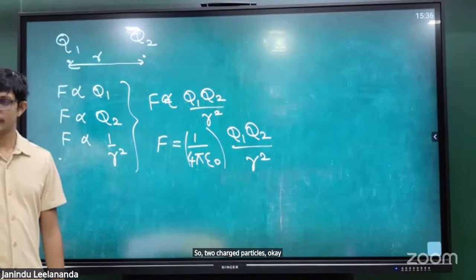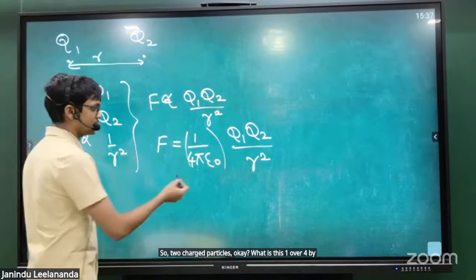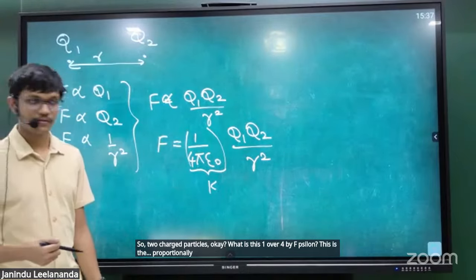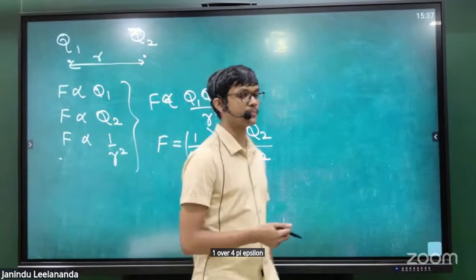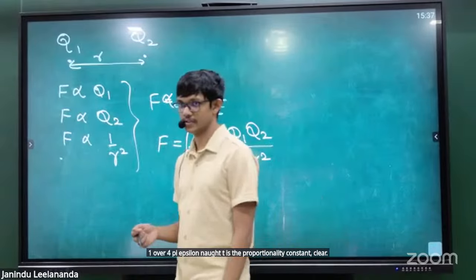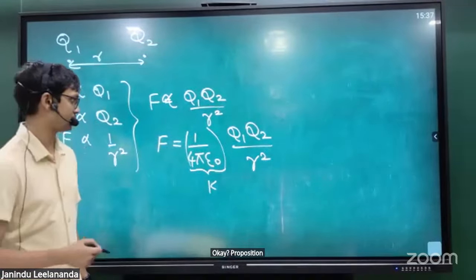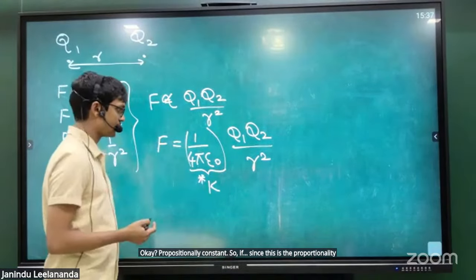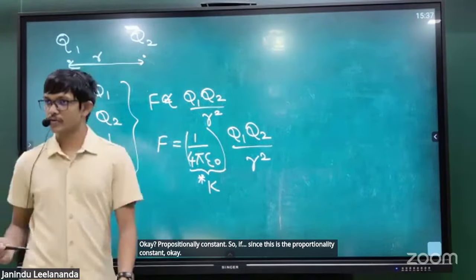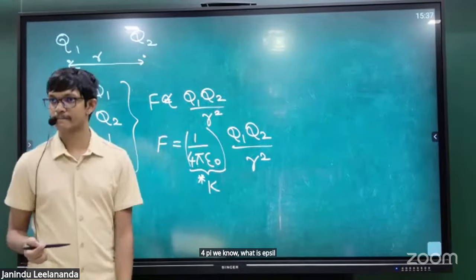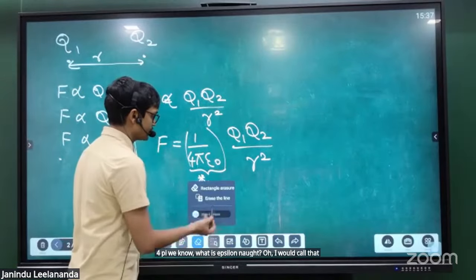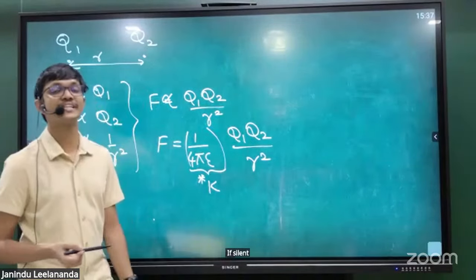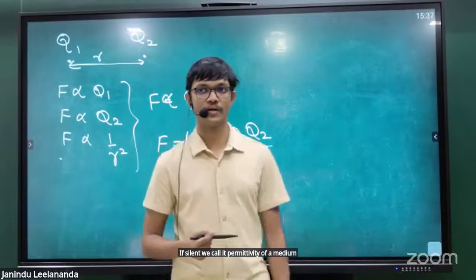What is this 1 over 4 pi epsilon naught? It is the proportionality constant here. 4 pi we know. What is epsilon naught? I would call that epsilon first. Epsilon, we call it the permittivity of a medium. A new term. What is that?